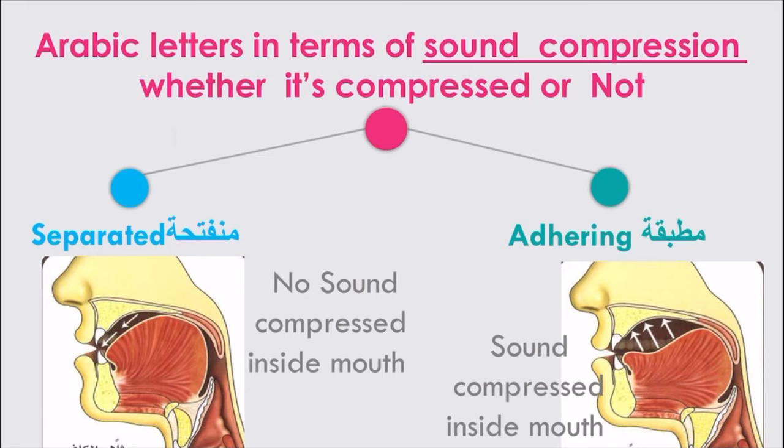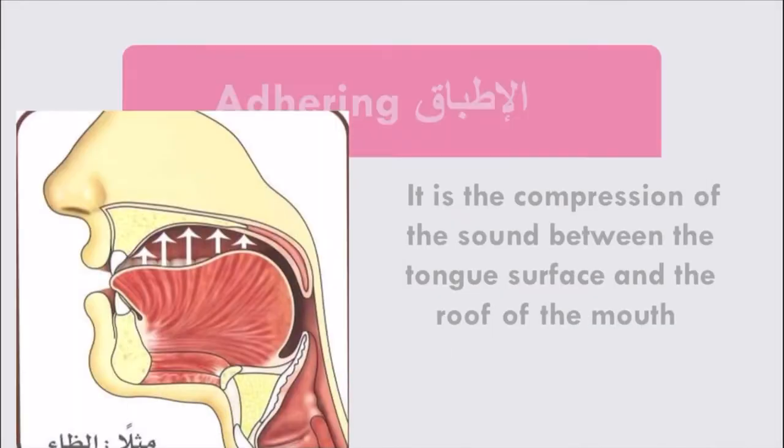And for the sound compression, we have two parts of the letters. مطبقة, or adhering letters, where the sound is kept inside the mouth and compressed between the surface of the tongue and the roof of the mouth, and these are called حروف مطبقة. And the other one is الانفتاح, where there is no sound compression between the surface of the tongue and the roof of the mouth. Okay, so let's see what are the letters that have these characteristics.